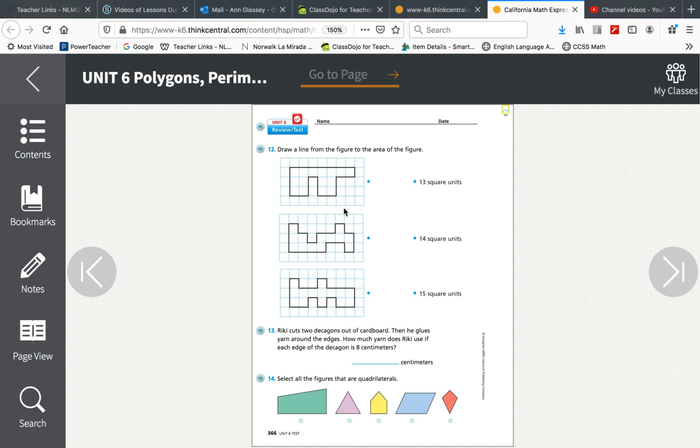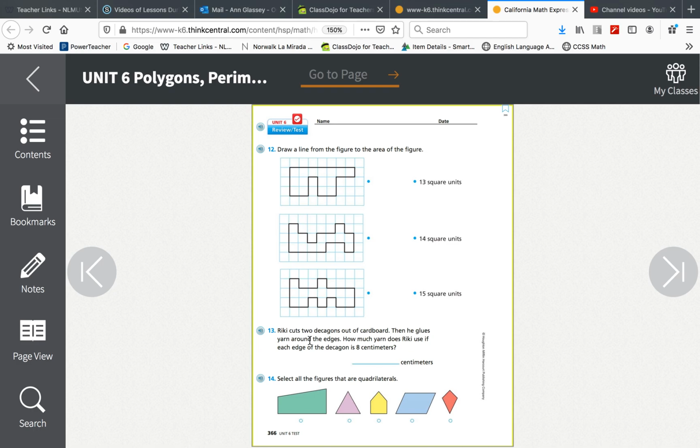Turn the page. Draw a line. This is dot to dot. It's matching. Draw a line from the figure to the area of the figure. Is the area of this 13 square units? Boom, draw a line. Or 14 or 15.